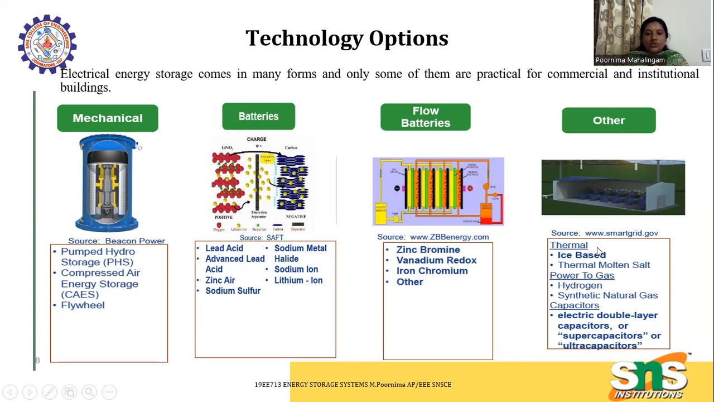Then others: thermal, ice-based thermal storage, power to gas, and hydrogen. This is natural gas; the electrical energy is stored in the form of gas. And capacitors: electrical double layer capacitors, supercapacitors, or ultracapacitors. These store energy in other forms. So the main thing is energy stored in mechanical form, in chemical form, in thermal form, and in flow batteries. These are the main four parts, and researchers are concentrating on these four areas.